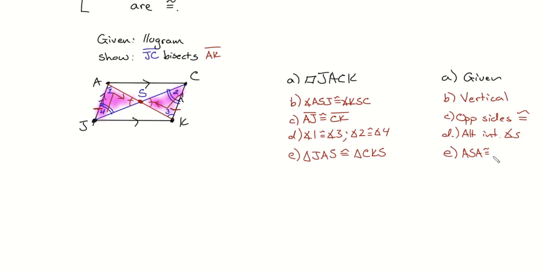Why do I care that these triangles are the same? We're trying to show that JC bisects AK, right? If this is bisected, is there another way that we could word it? What would be the same if this was indeed bisected? AS would be the same as what, if that's true? AS and KS would have to be the same, right? And that's what this is trying to show.